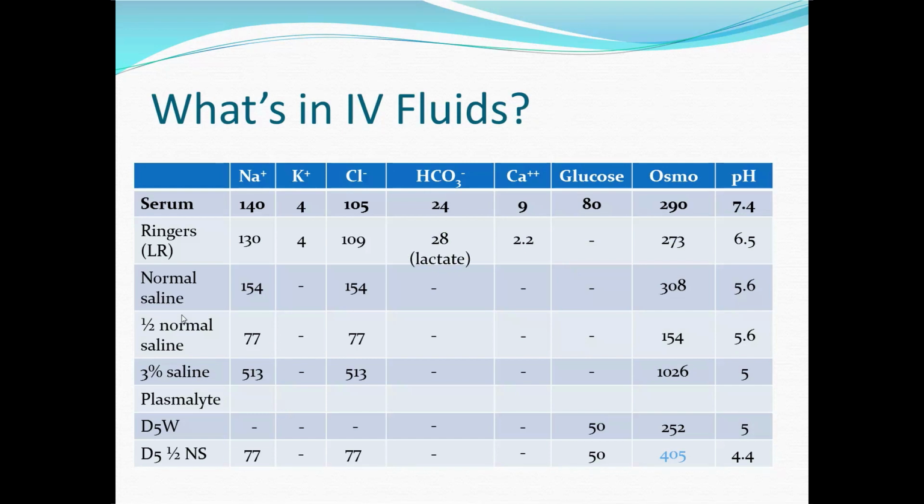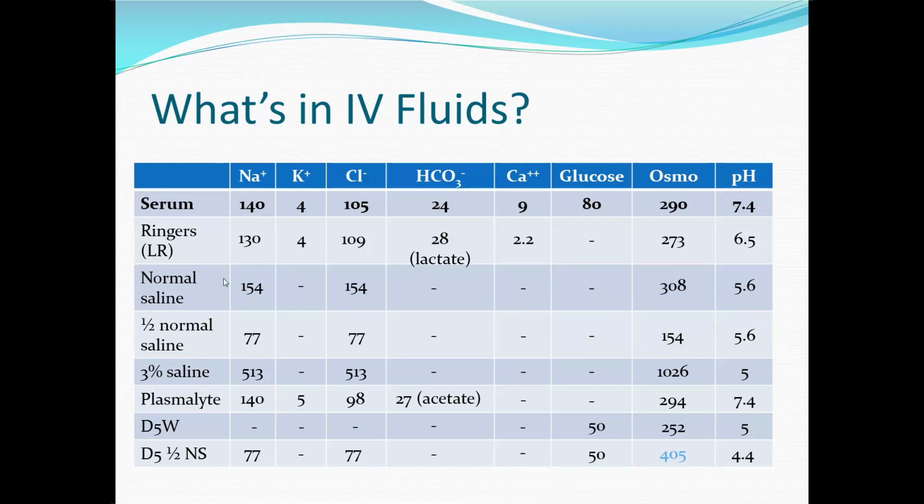And then Plasma-Lyte is the other balanced crystalloid, and it's basically designed like Ringer's to look like serum, only instead of lactate, it's got some different anions to normalize the pH. So we see the sodium, potassium, chloride are kind of where you'd expect. Now it's mostly acetate with no calcium, no glucose. So now you've got a normal osmolarity and a normal pH.